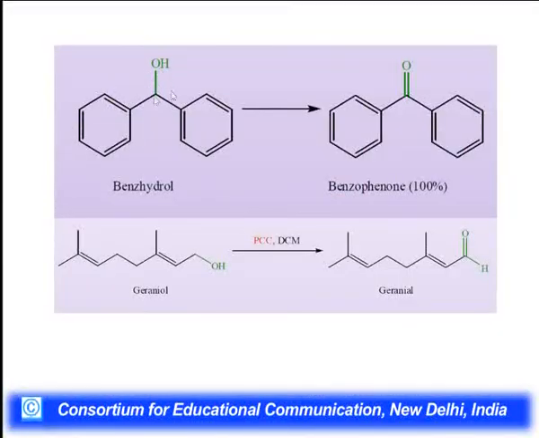These reagents do not oxidize a double bond. So what we find is that if we take the structure of benzhydrol, it oxidizes to give us benzophenone in 100% yield, which is a very high yield. And similarly, if we do the reaction again with pyridinium chlorochromate in the presence of dichloromethane, again the double bonds are not oxidized. It is only the OH which is oxidized to a CHO group, and we get an aldehyde.